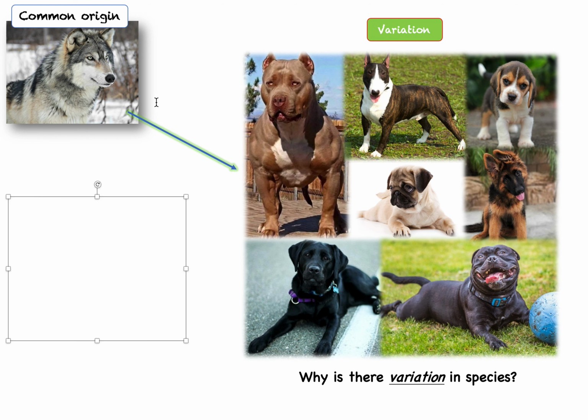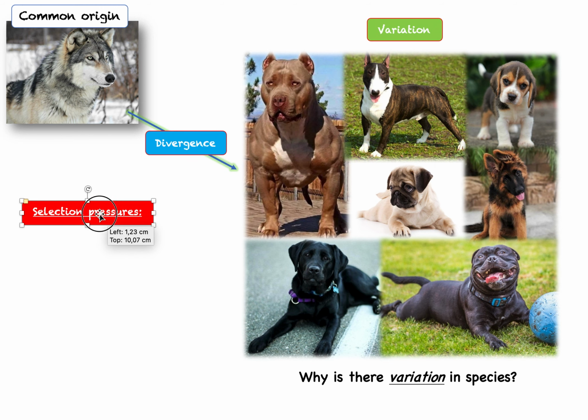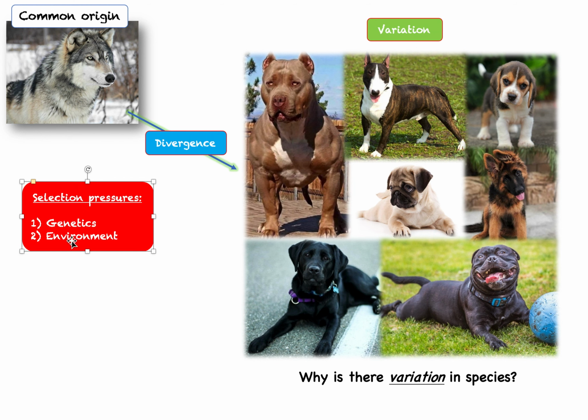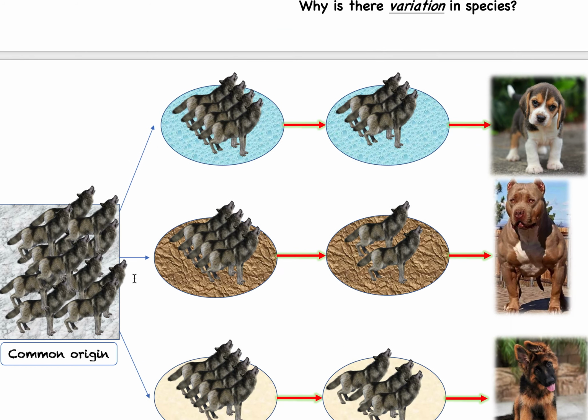Now, the process of becoming so varied, having this variation from a common origin, is called divergence. You diverge, you become more varied. And again, the thing that caused this divergence is the environment. So we call all of these selection pressures. Environment is one of them, genetics is another. These things caused only some animals to survive and pass on their genetics, and after evolution, form all these different animals depending on the environment. So that's the basis.